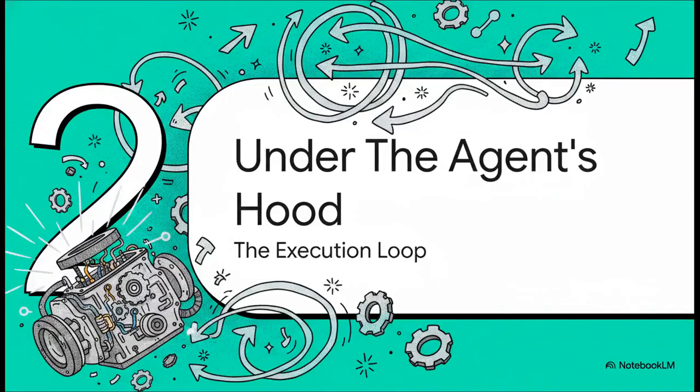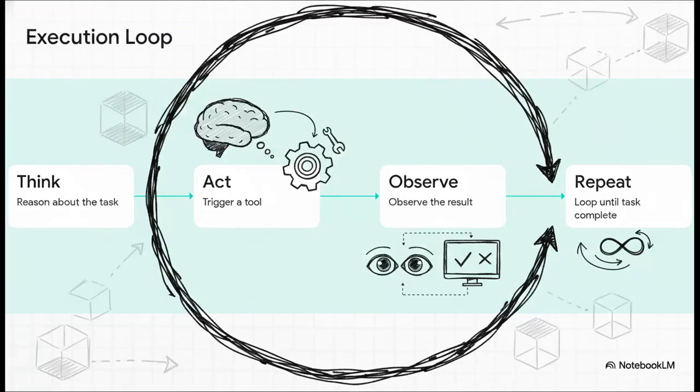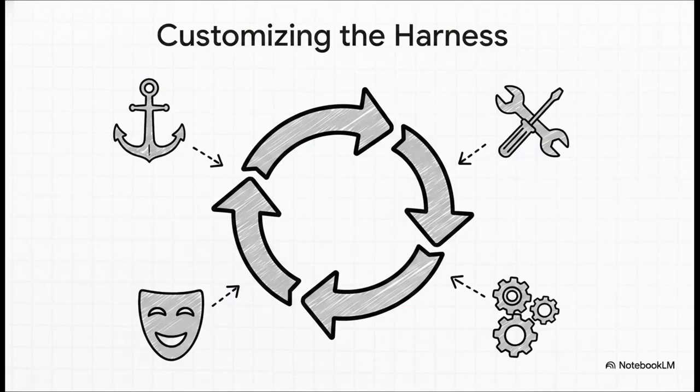Section 2. Under the agent's hood. To understand how this tech actually works for a sharp builder, we've got to look at the execution loop. This is where the magic of autonomy really happens. The harness runs this relentless cycle. It thinks and reasons, it acts by triggering a tool, it observes the result, and then it repeats until the whole task is done. It basically forces the model to actually look at the result of its actions. So if a test fails, the harness feeds that failure right back into the think stage, so the model can try again. And the best part is, builders can completely customize this exact loop.